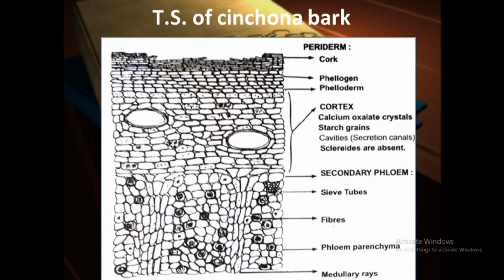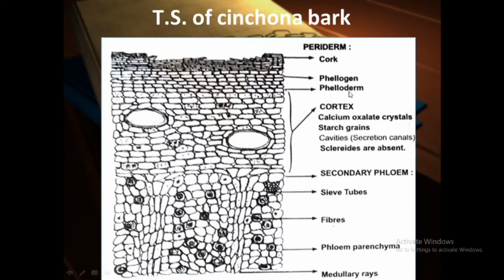Just see the microscopy of cinchona bark. I have represented the transverse section of cinchona bark here. This transverse section can be divided into three different sections. First is periderm, second is cortex and third is secondary phloem. The periderm is the top layer which contains the cork, then phellogen and phelloderm.